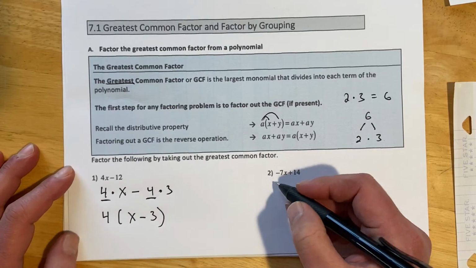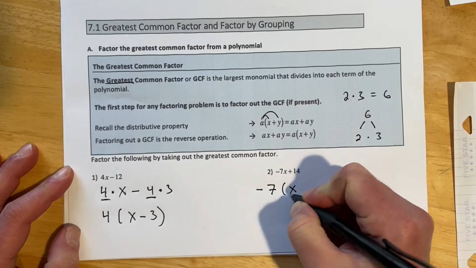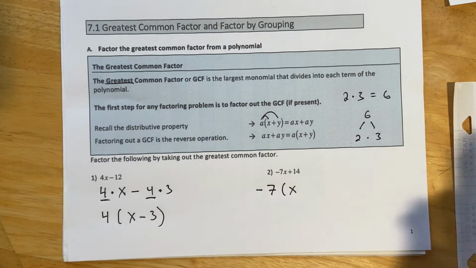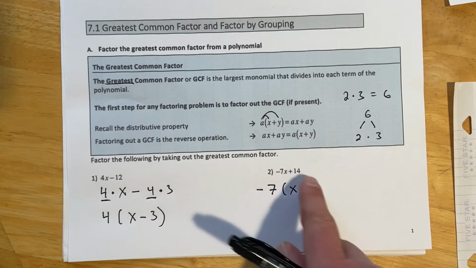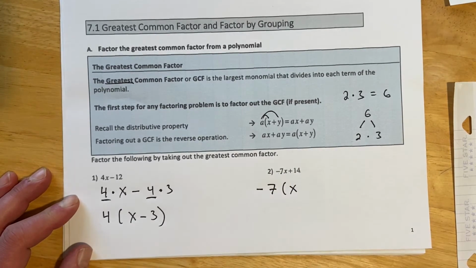This next one is still doing greatest common factors. When it leads with a negative, it is very common, not always, but very common to factor the negative sign out with the common 7. Notice I'm going to take a 7 out because I have a 7 and a 14.